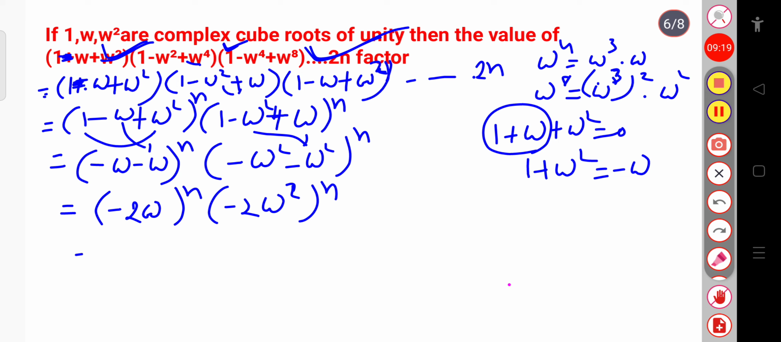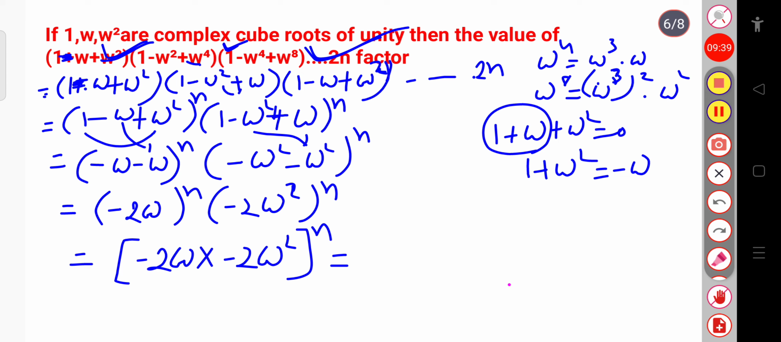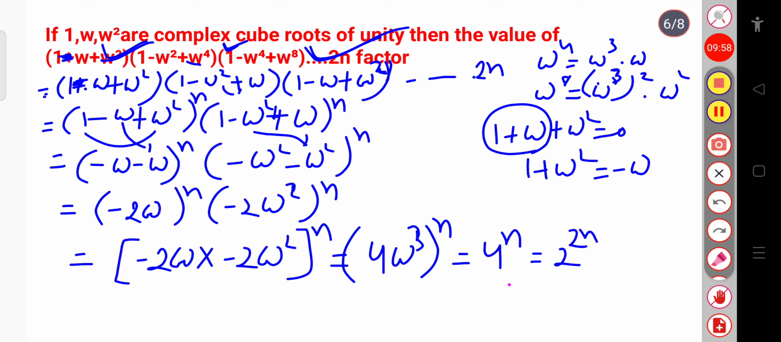This will be equal to, or simply we can write this as minus 2 omega into minus 2 omega square whole power n, so that this will be equal to, minus into minus becomes plus, 2 into 2 that will be 4, again this will be omega cube whole power n, okay? This omega cube power n is nothing but 1, so this will be equal to 4 power n, clear? Or simply we can write this as 2 power 2n.